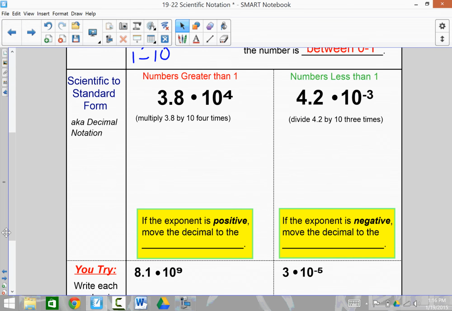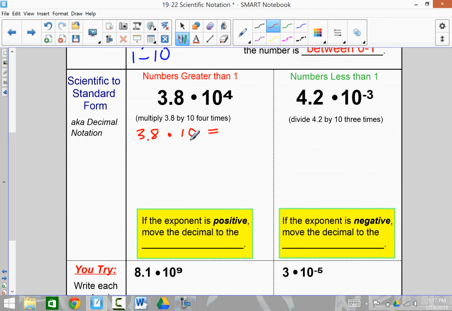So let's talk about what scientific notation looks like. Let's talk about numbers that are greater than 1. Here's a scientific notation number: 3.8 times 10 to the 4th. What does this mean? Basically, 3.8 times 10 to the 4th means you're multiplying 3.8 by 10, 4 times. If we're going to do this the long way, because before I show you the shortcut I want you to know why the shortcut works, I'm going to multiply 3.8 by 10, 4 times.